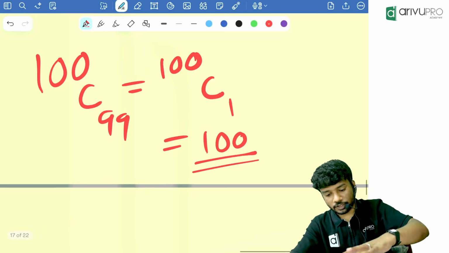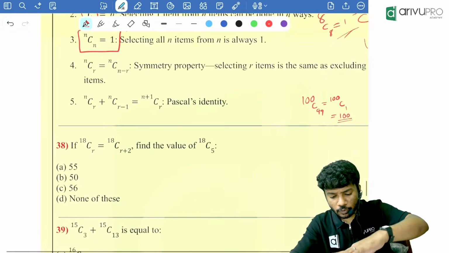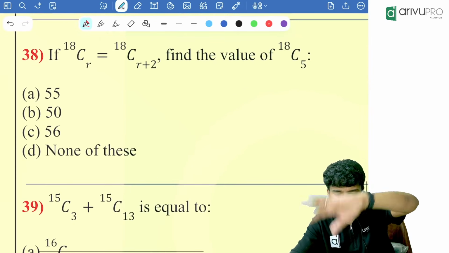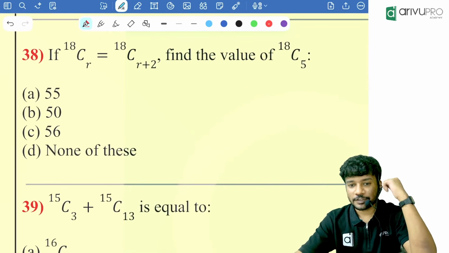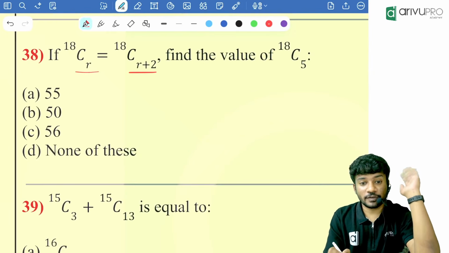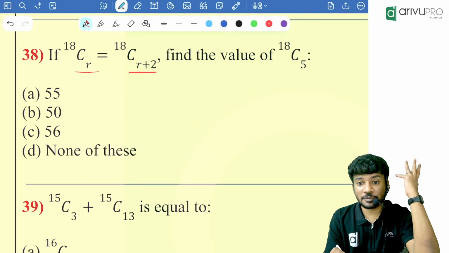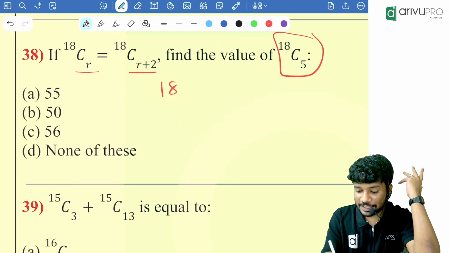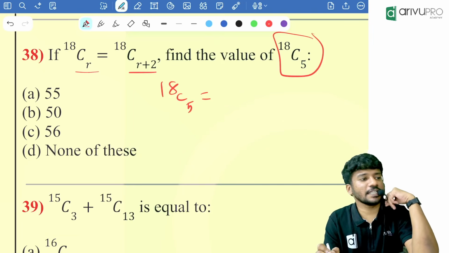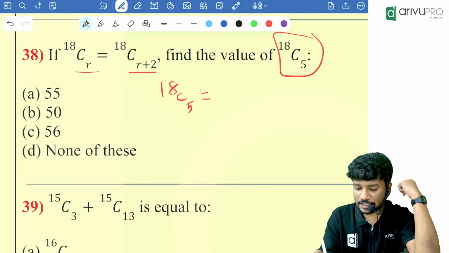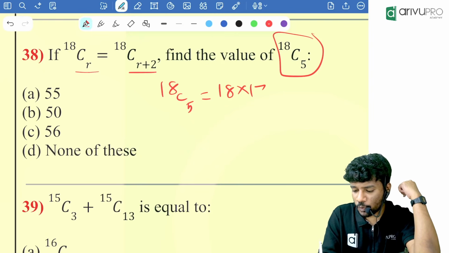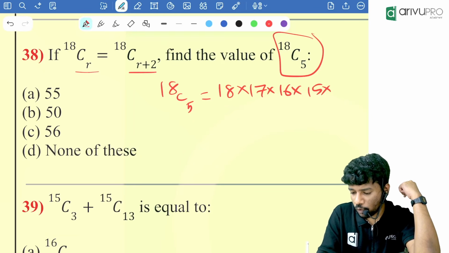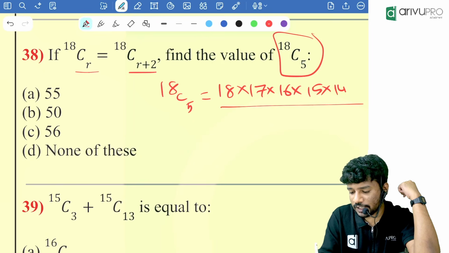Okay, okay, sir. Okay, student. Yes. Now, first question for everyone, a PYQ. What usually happens is, when you see this R and all, you will start solving for R. Are they asking for something like that? They are just asking to find the value of 18C5. How much is 18C5, people? 18 into 17 into 16 into 15 into 14 divided by 5 factorial.